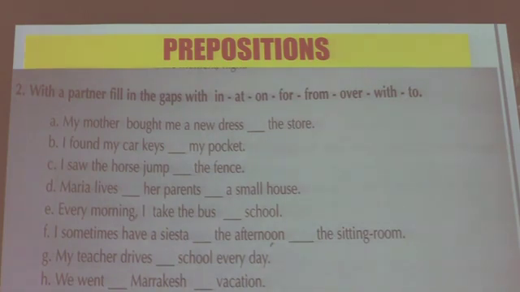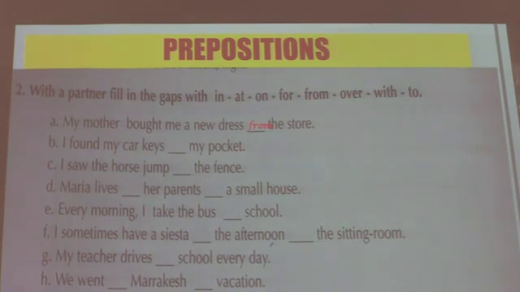So fill in the gaps with the prepositions which are there, okay? We have a list: in, inside, at, close to, on, for, from, over, with, and to. So my mother bought me a new dress at the store. The store is the place from where we buy goods. So we buy something from a place. My mother bought me a new dress from the store.